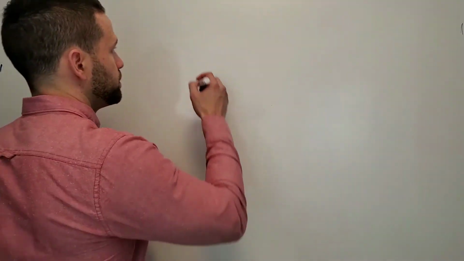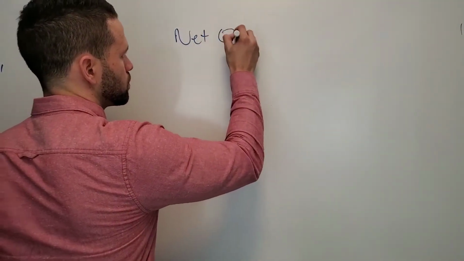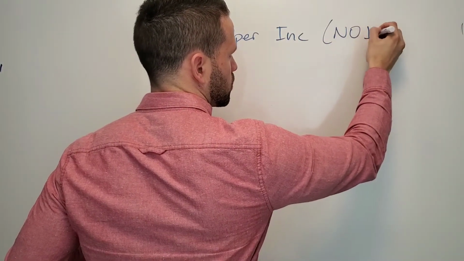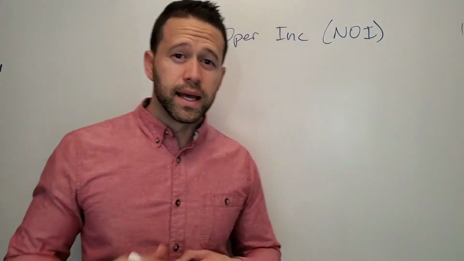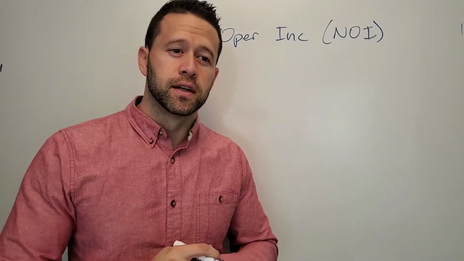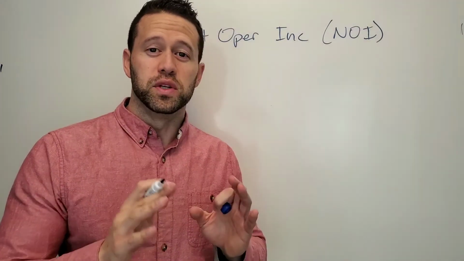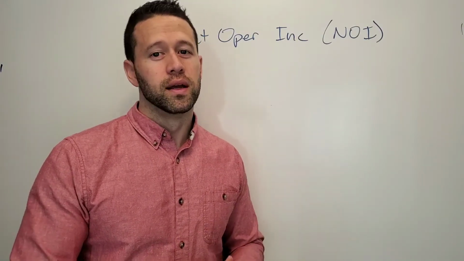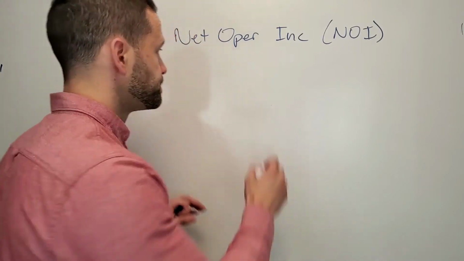I'm going to write it out for you. Net operating income, the very first thing you need to know is it ignores financing, okay? I got to write that up on the board because that's the first mistake most people make.